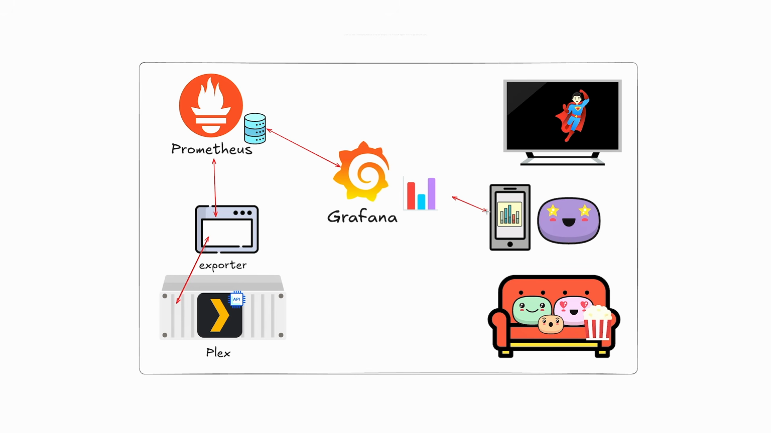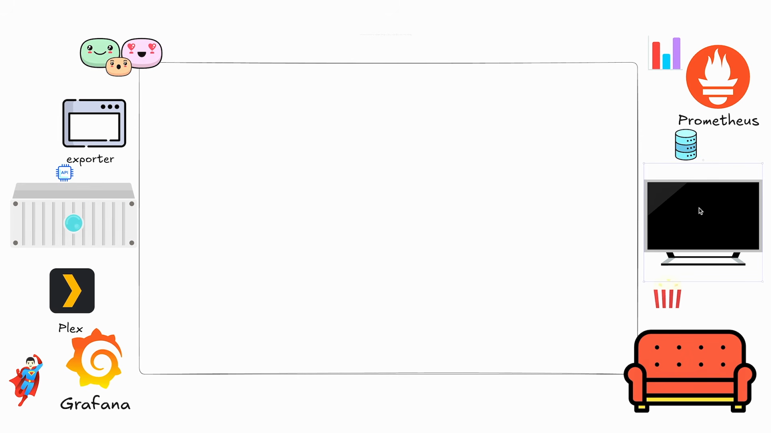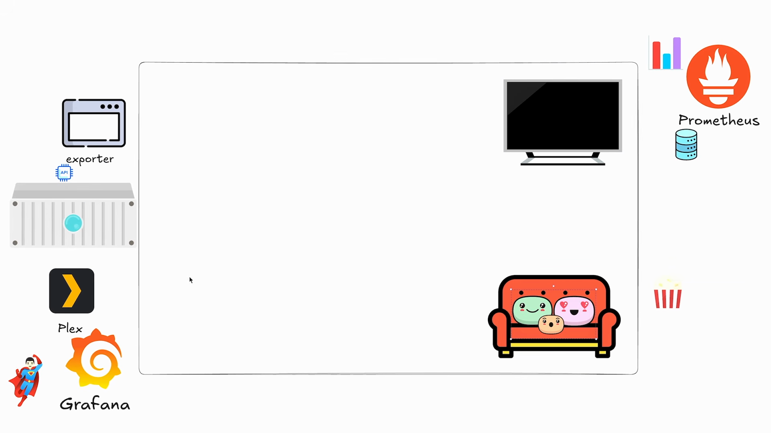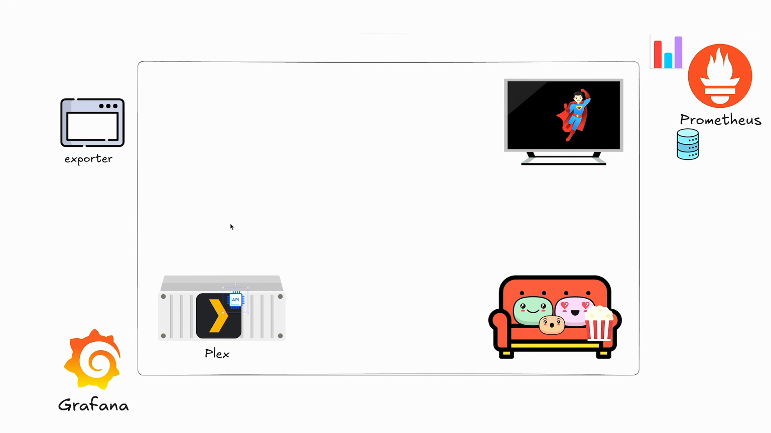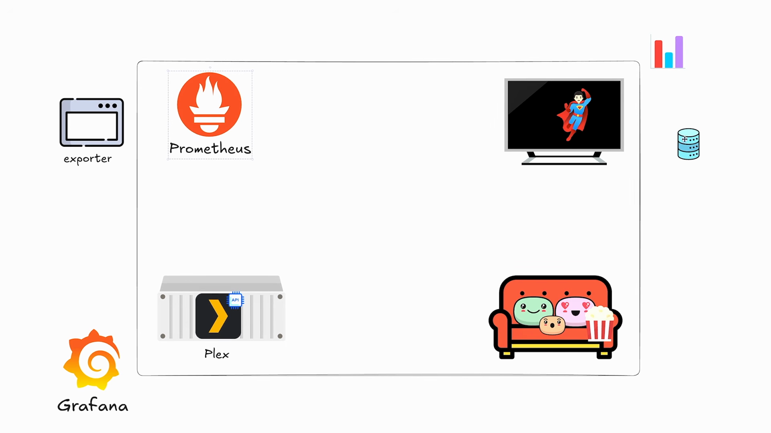Here's the stack we'll be using to make this all happen. Let's kick things off with a quick review of the stack, just in case you're new or need a refresher. So Plex is our media server. It has an API that exposes activity like current streams, and we're going to tap into that. Prometheus is a time series database. It scrapes metrics from various endpoints on a schedule.